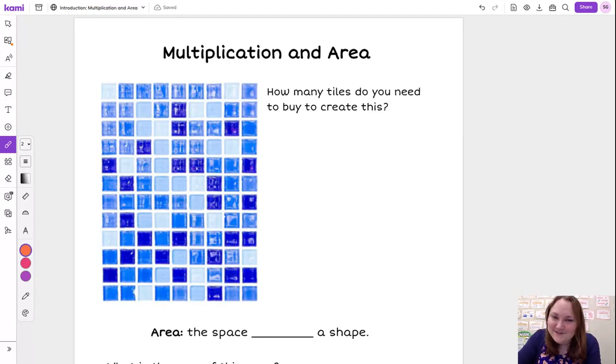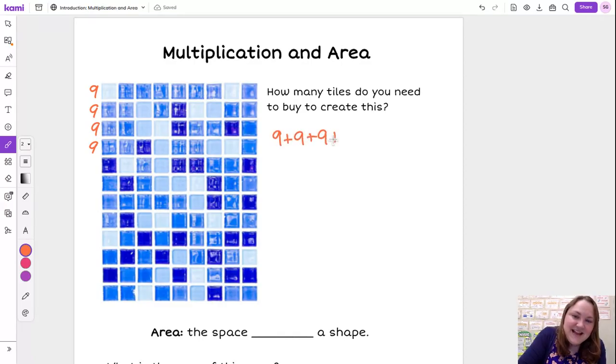Now, the longest way to answer that question would be counting them one by one. 1, 2, 3, 4, 5, 6, 7, 8, 9, 10, 11, 12. But that would take a very long time. The next best way would be to count them by the rows. So I just found out that that first row has 9 in it. That would mean the next row also has 9, and 9, and 9, and so on. And then we could add those all up. 9 plus 9 plus 9 plus 9, all the way down to the bottom. So I could use addition and just add the same number again and again until I got to the bottom.